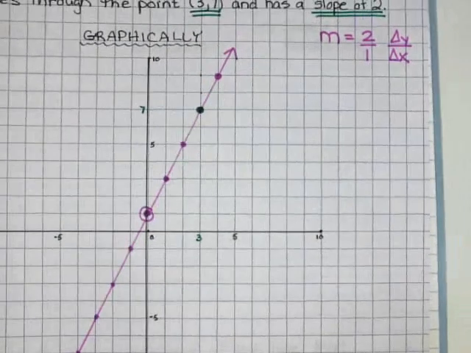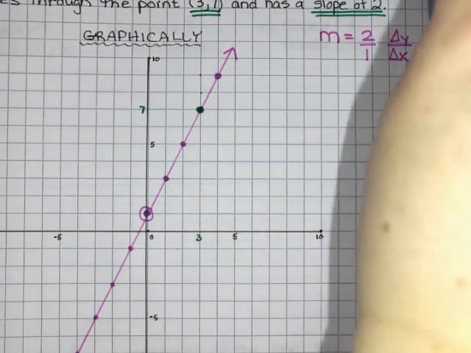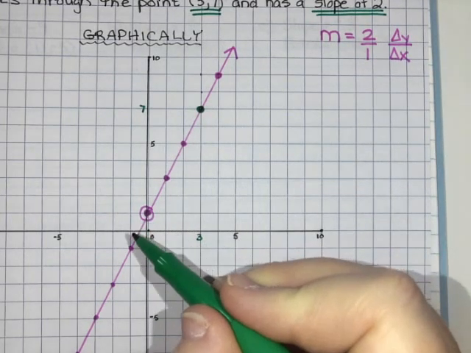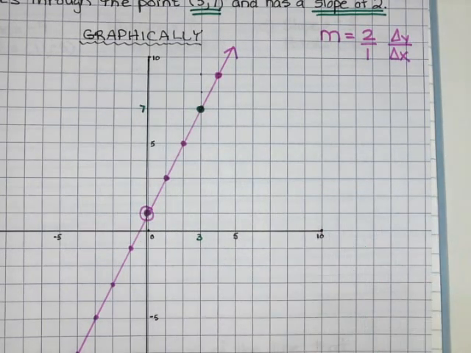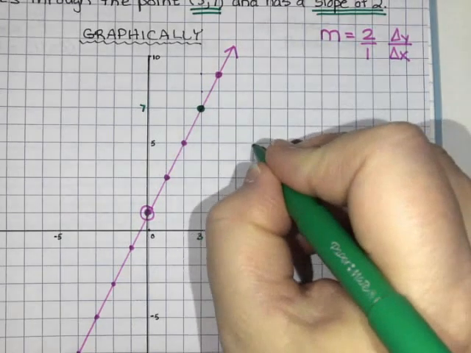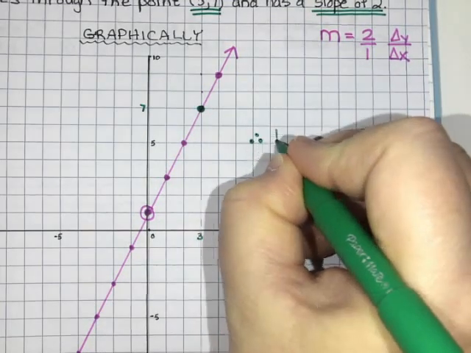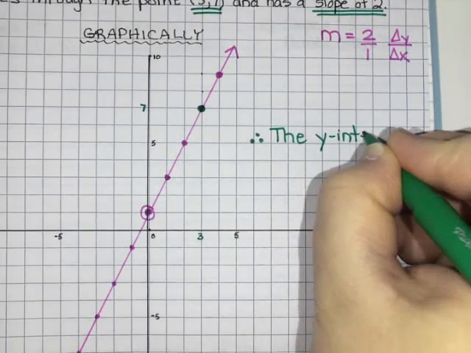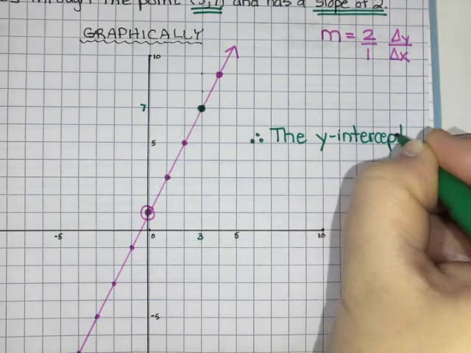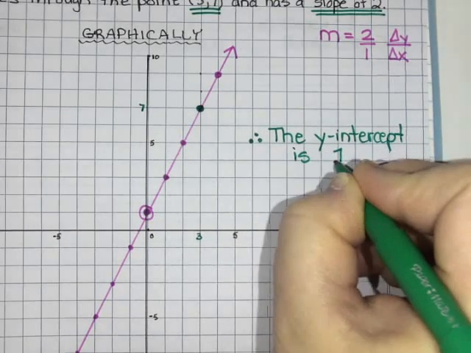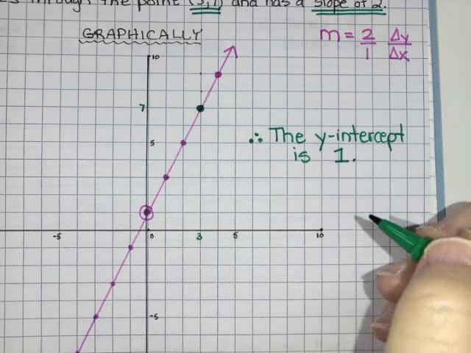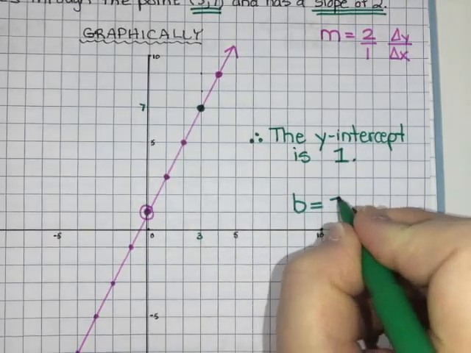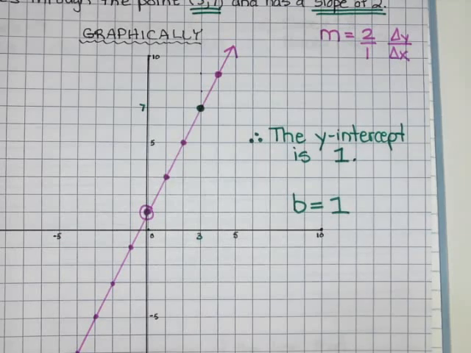Okay, so from this, I can see that the y-intercept of my line is at 1. So I'm going to write a little statement here, just over here where I can see it. I'm going to say, therefore, the y-intercept is 1. If you didn't want to write a sentence, you could use the short form for y-intercept, which is b, and just say that b equals 1. I would accept either one of those.